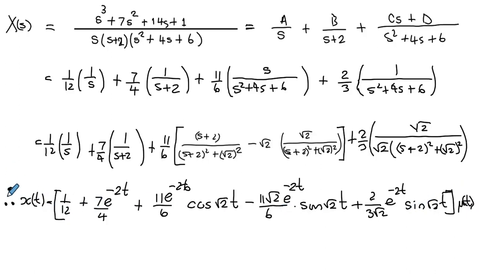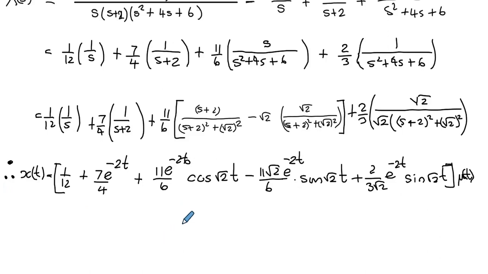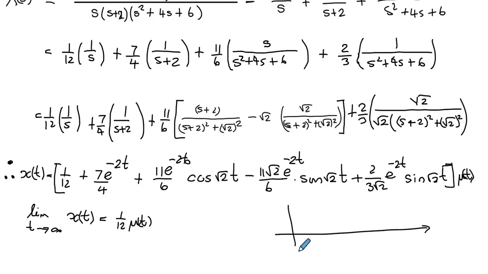So this will be the solution of the differential equation given. Now, if you look at this expression, we can talk about some of the things we've seen before when we were discussing dynamic systems. If we look at the limit as t goes to infinity, all these terms here are multiplied by a decaying exponential function, which means all of them are going to individually tend to 0. So the limit of x of t as t tends to infinity will be 1 over 12 u(t), which is essentially a constant function from 0 to infinity. So it will be 1 over 12 there, being a constant function.